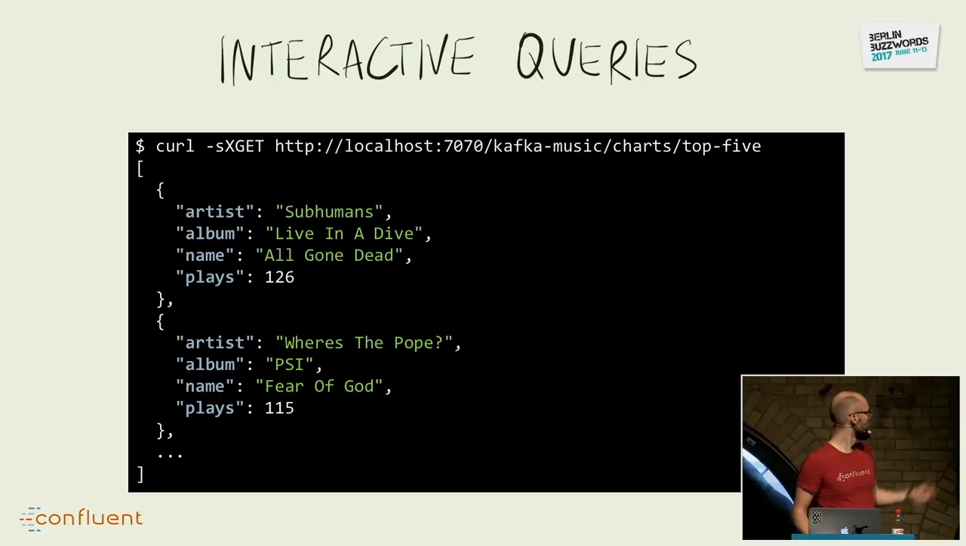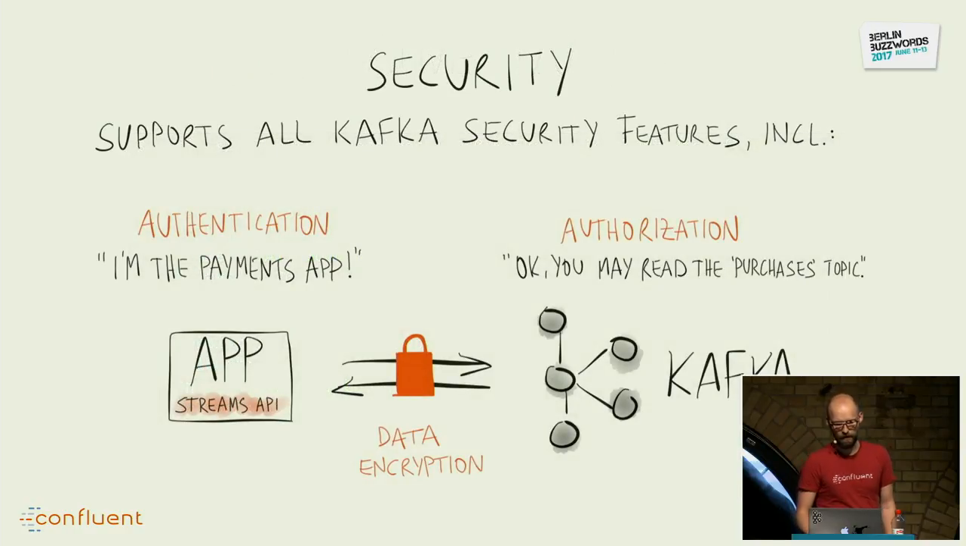So here is an example of a REST API that we built for a music demo that we called Kafka Music, where we're generating charts in real time based on incoming events, which song has been played by which user, and you can query that live through a REST API. And of course, to sum this up, security is supported as well. So if you want to encrypt your data in transit when you're talking from your application to your Kafka cluster, or authenticate or authorize your application so only some of your applications may get the sensitive data in your cluster, that is supported as well.